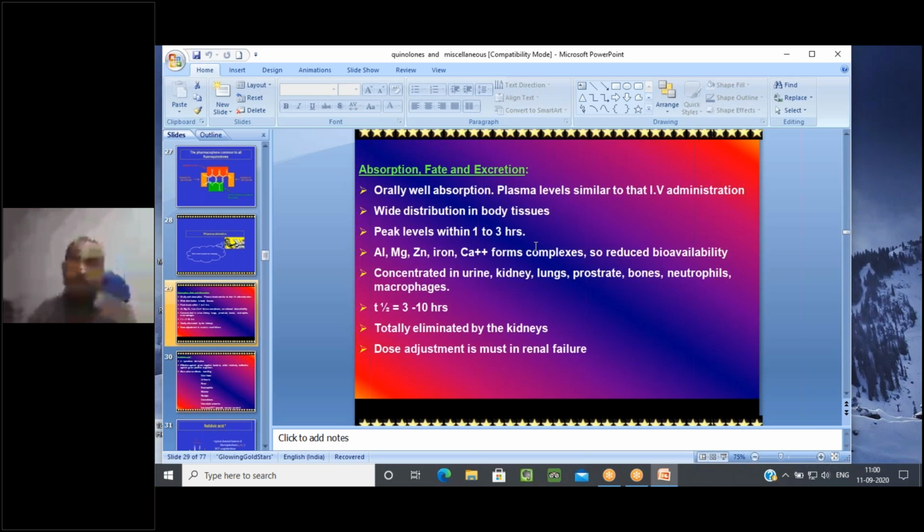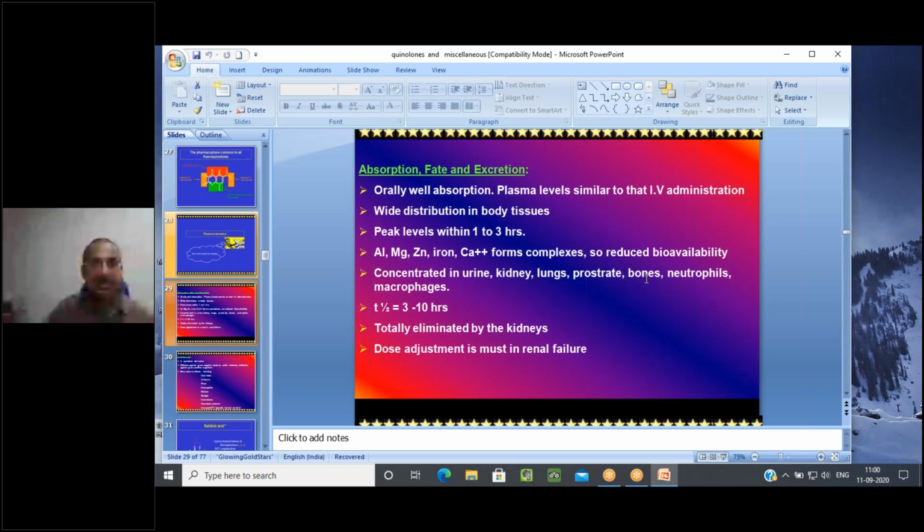Now the kinetic profile: absorption, distribution, and elimination. They are well absorbed orally, so you can take them orally. You can also see elevated levels with routes of administration other than the oral route. The advantage is that oral absorption gives plasma levels almost like the IV route. Distribution is throughout the body, so all tissue compartments will be reached. Peak plasma levels are generally reached in 1 to 3 hours, a common feature of all groups and generations.